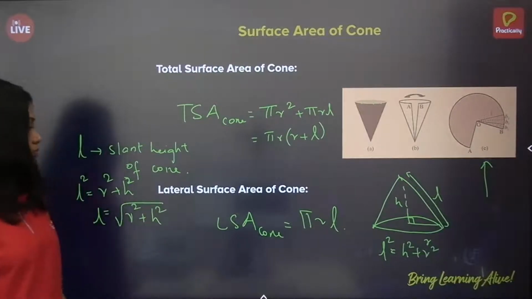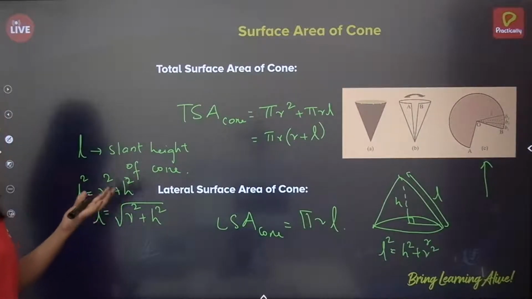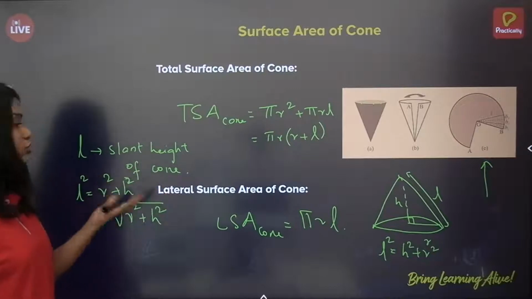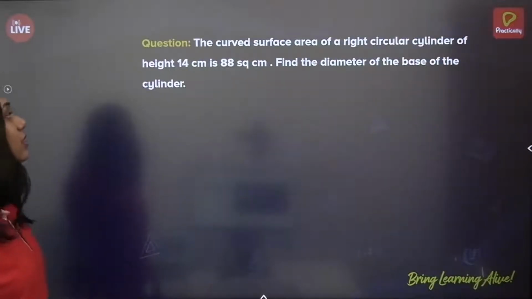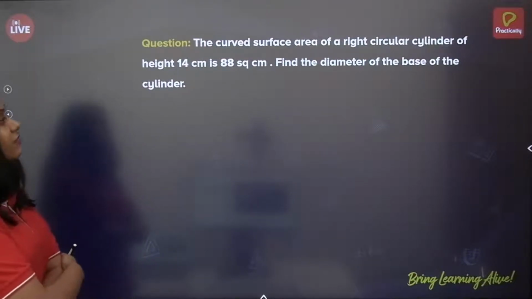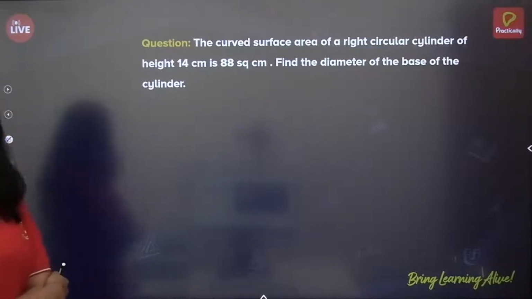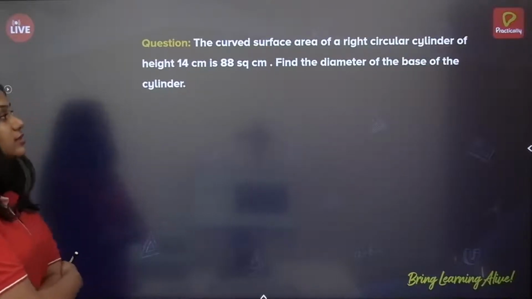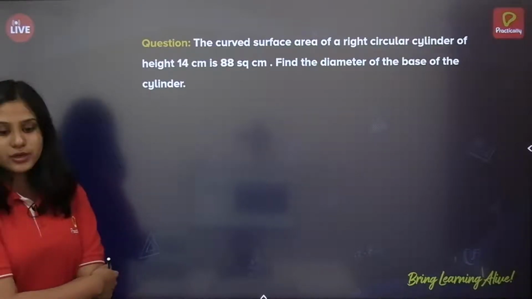Okay. So this is about the surface area of cone. We have seen both total surface area and also the lateral surface area of cone. Next. Okay, let us solve a problem on it. The curved surface area of a right circular cylinder of height 14 centimeters is 88 square centimeters. Find the diameter of the base of the cylinder.